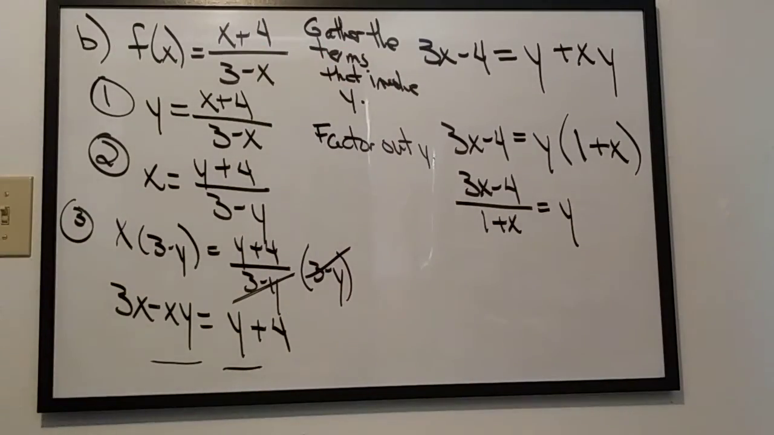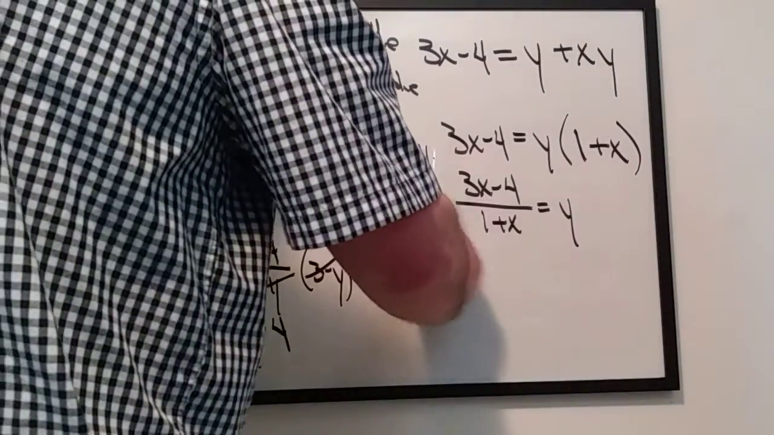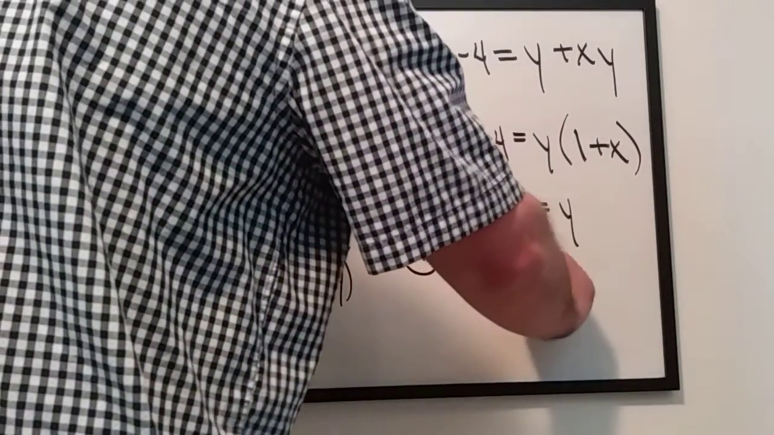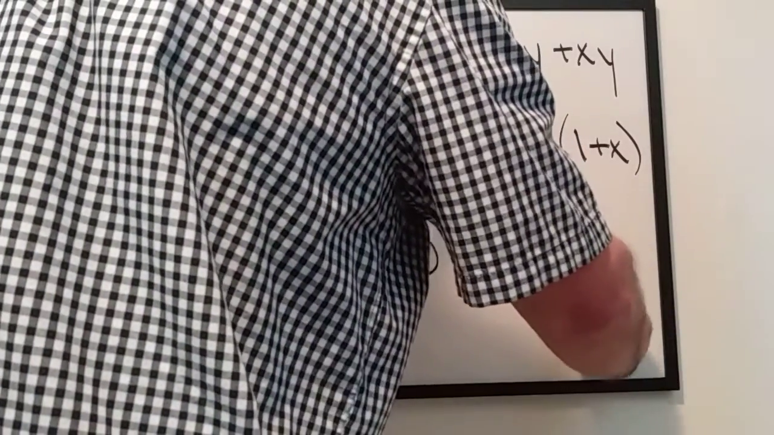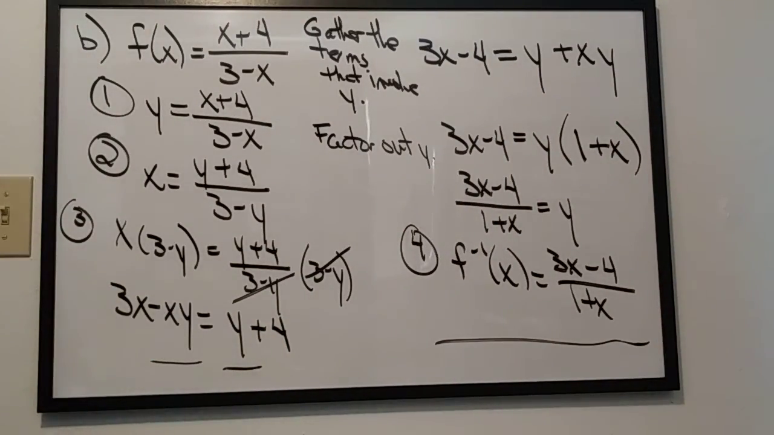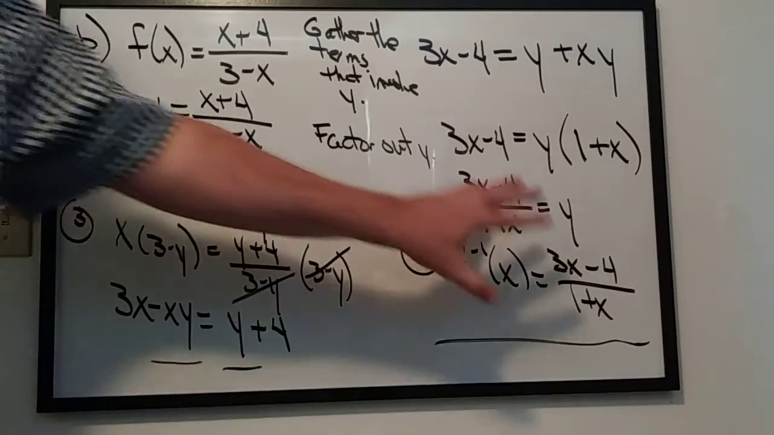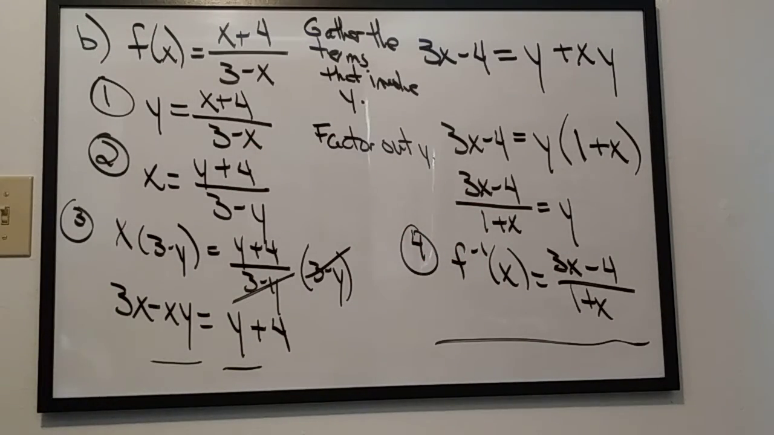So now that we've solved for y, we can go ahead and do step 4. In step 4, we're going to replace the y by the new and improved functional notation for our new function, f inverse. So step 4, we have f inverse of x is equal to 3x minus 4 divided by 1 plus x. Now, as we look at this, we have our function f and our function f inverse. At this point, we're ready to think about the domain and the range for both of those.